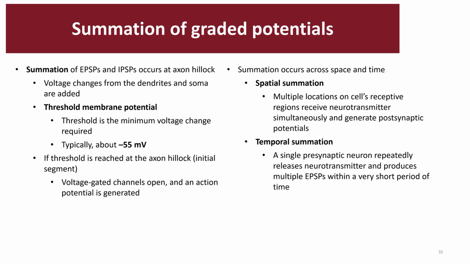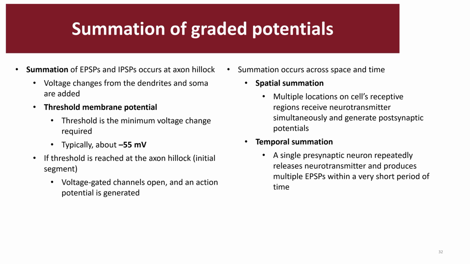Summation of EPSPs and IPSPs occur at the initial segment or the axon hillock. This occurs by adding together all the postsynaptic potentials and determines if the threshold membrane potential is at -55 and whether or not the axon hillock will then commit to firing an action potential. There are two kinds of summation that can occur across space and time. The first kind is called spatial summation. This occurs when multiple presynaptic neurons release neurotransmitters at various locations on the receptive field, like we suggested earlier. If sufficient numbers of EPSPs are generated, then the action potential is going to fire.